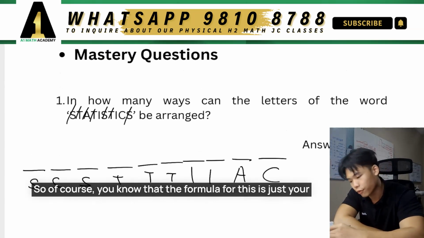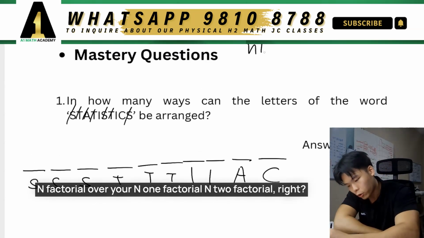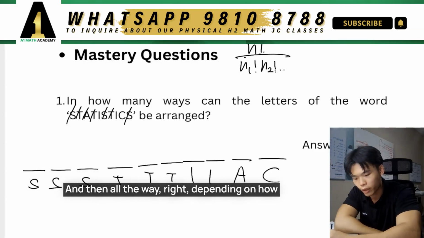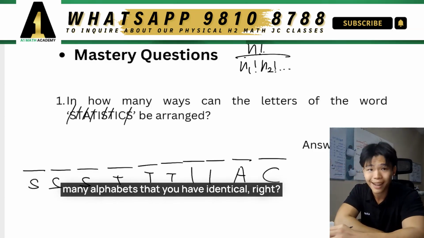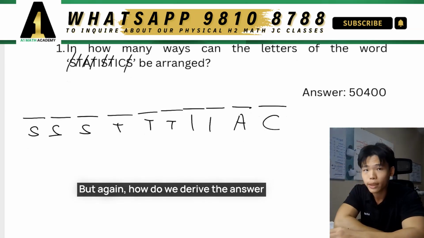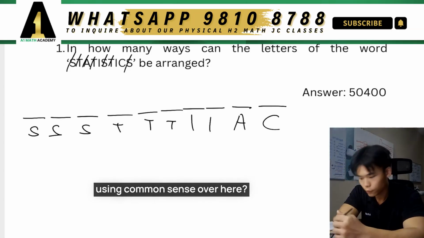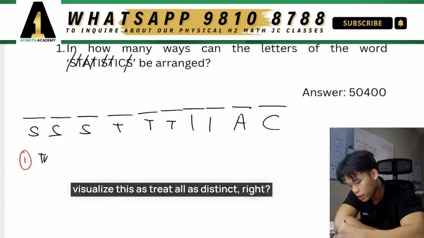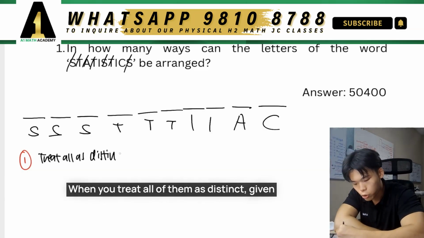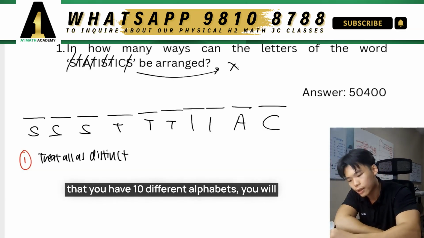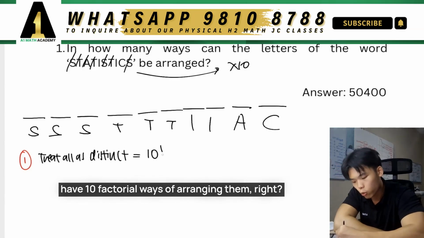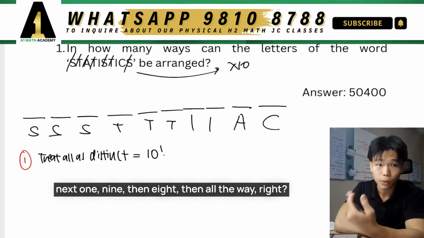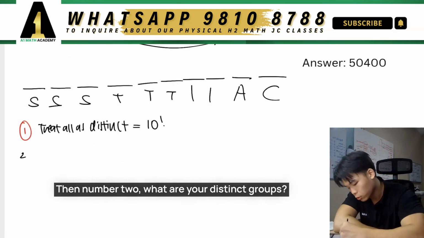Of course, you know that the formula for this is just n factorial over n1 factorial, n2 factorial, and so on, depending on how many identical alphabets you have. But how do we derive the answer using common sense? The first step, you can try to visualize this as treating all as distinct. When you treat all of them as distinct, given that you have 10 different alphabets, you will have 10 factorial ways of arranging them, because in your first slot you have 10, then the next one 9, then 8, and so on. They don't repeat.